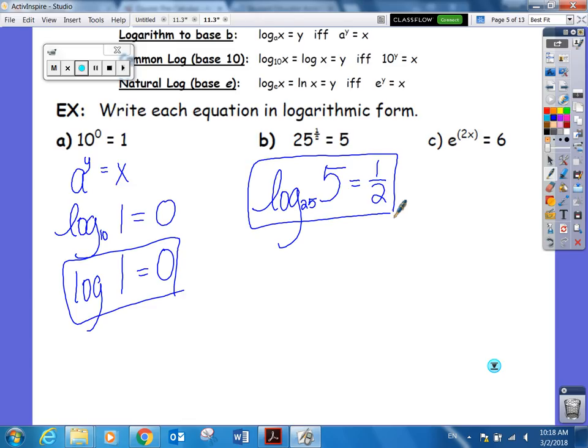We have an e, so that means it's going to be natural log. So natural log of 6 is equal to 2x. We're not solving for x, we're following the directions. The directions say write each equation in logarithmic form. So that's what we did.